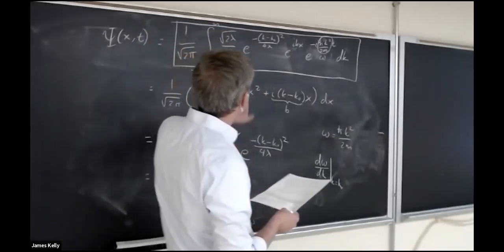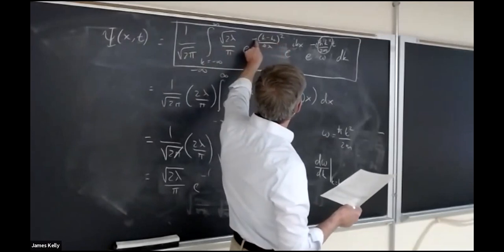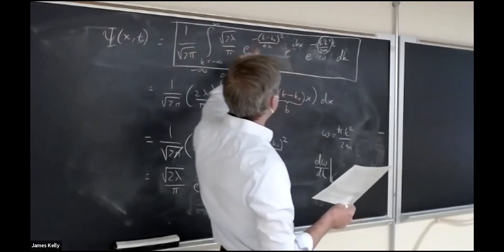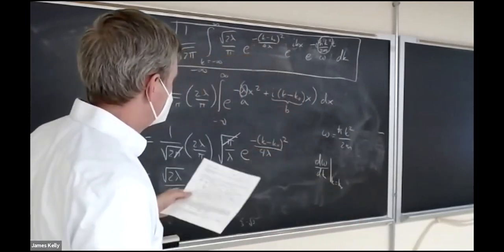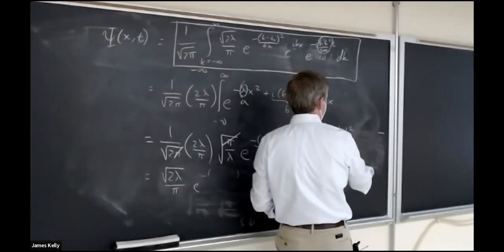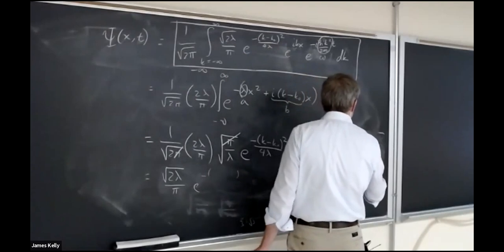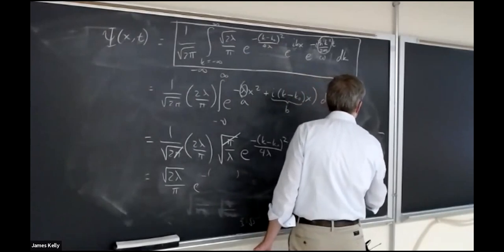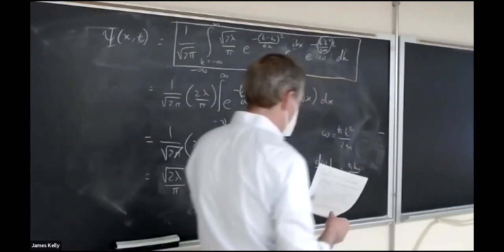In other words, as a function of k, this thing sort of goes down to 0 when you get too far from k0. So, okay, so d omega dk, that pulls down a 2 there. It cancels the 2 in the denominator, and I get h bar k over m evaluated at k0.